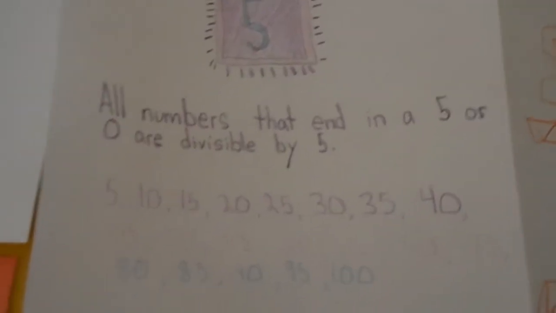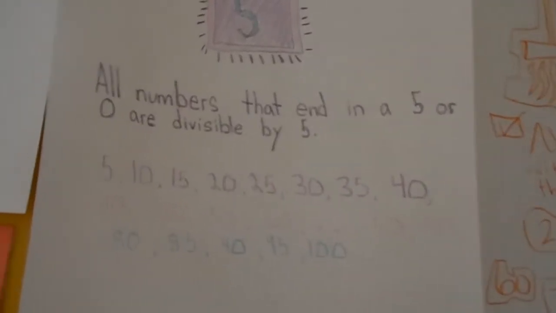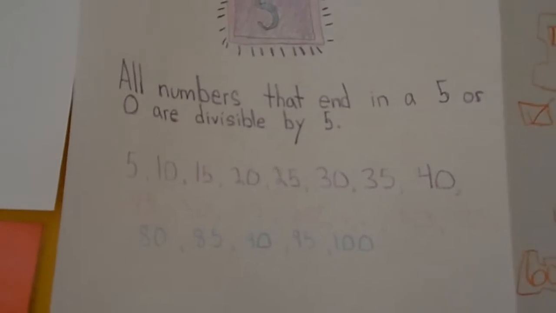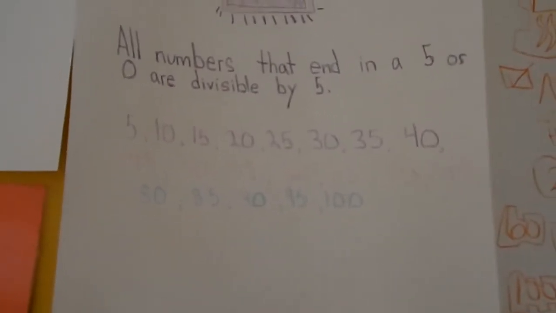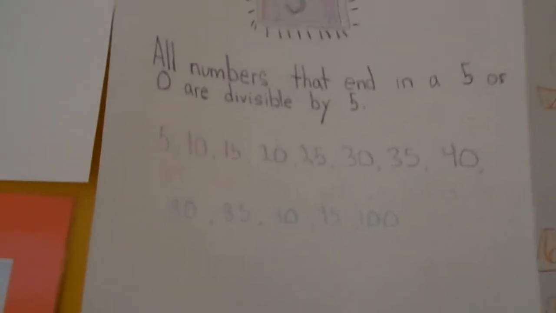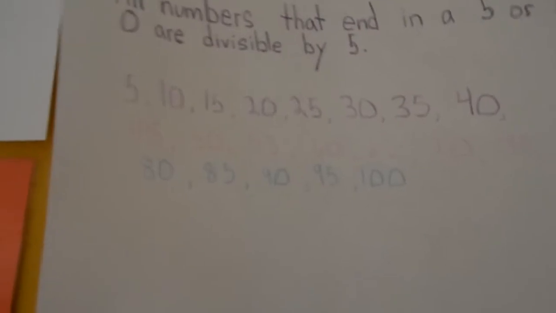Let's move on to 5. Okay. The divisibility rule for 5 says all numbers that end in a 5 or 0 are divisible by 5. That is true. If the number ends in a 0 or 5, then the entire number is divisible by 5. Here are some numbers: 5, 10, 15, 20, etc.